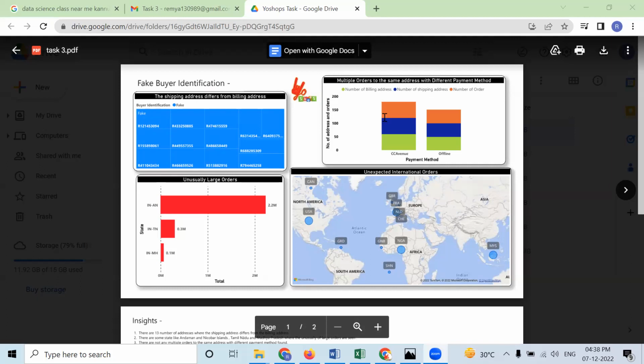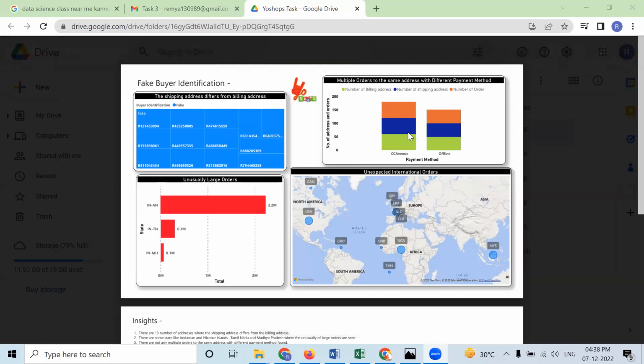Why this number of shipping and billing address? It is not at all required. They are asking you the multiple orders with same address and different payment method. So you have to take street address in x-axis and payment method in y-axis in a stacked column chart. Try that one. Okay, ma'am.